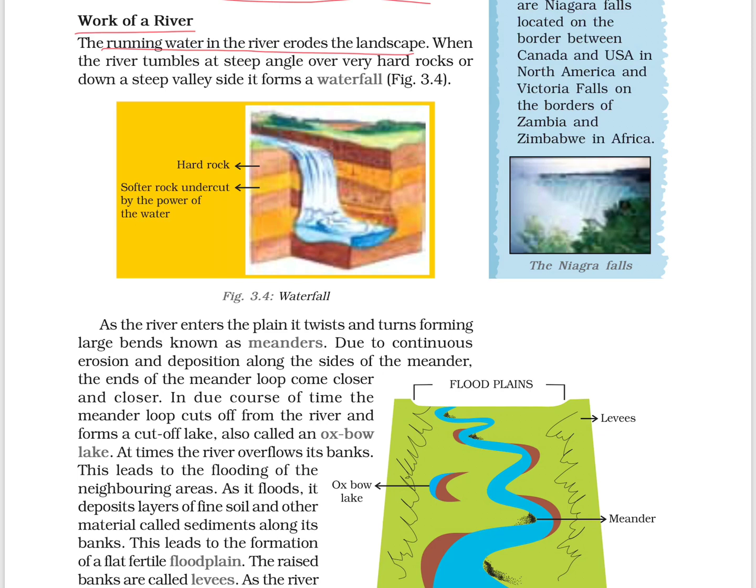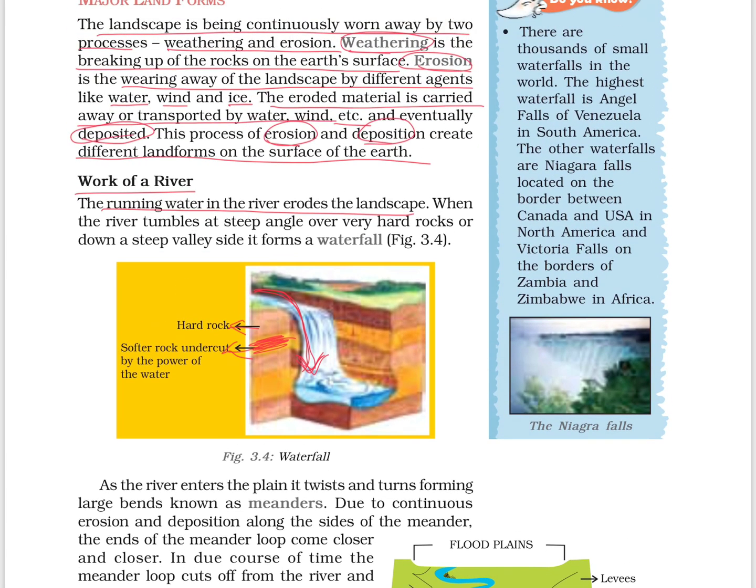Again here you can see when the water comes at a steep angle over and over very hard rocks, it is called a waterfall. For example, this is hard rock, this is soft rock. When the water falls from here, it erodes this soft rock and forms a waterfall. Here you can see there are thousands of small waterfalls in the wall.